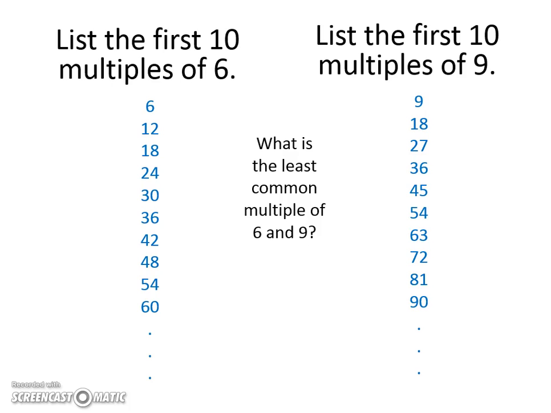So, I look and I notice that they don't both have a 12. They both have an 18. They both have a 36. And they both have a 54. But the least common multiple, the smallest multiple that they have in common, is 18. So 18 is the LCM of 6 and 9.